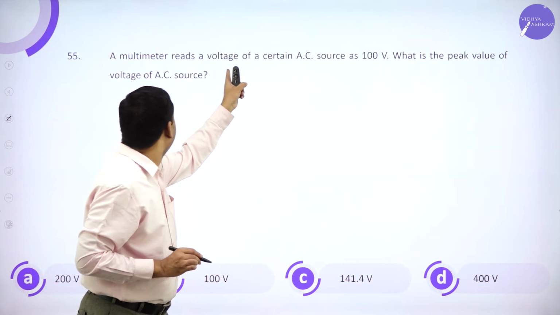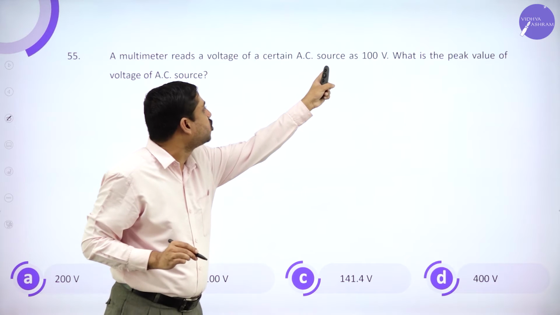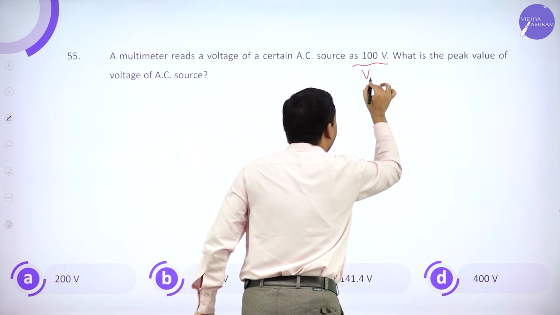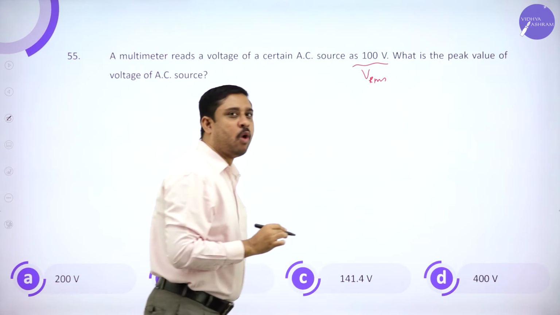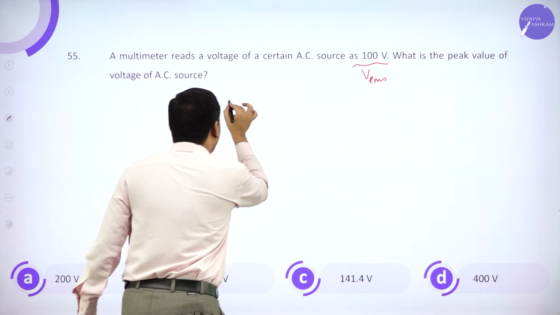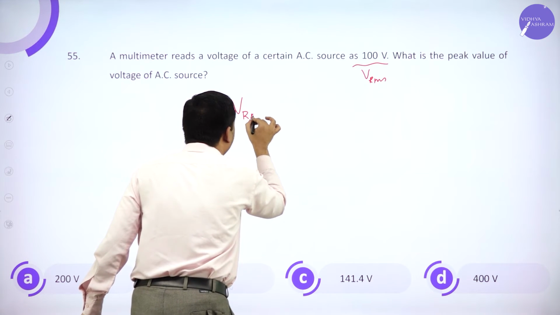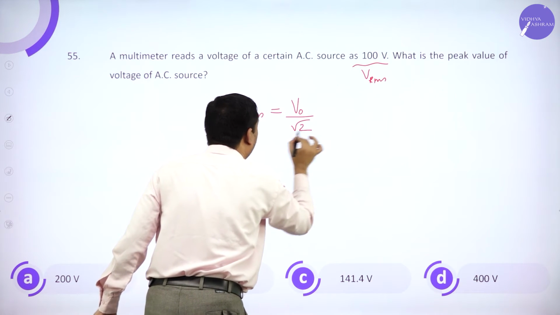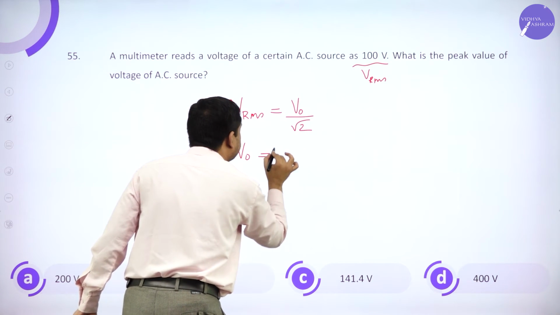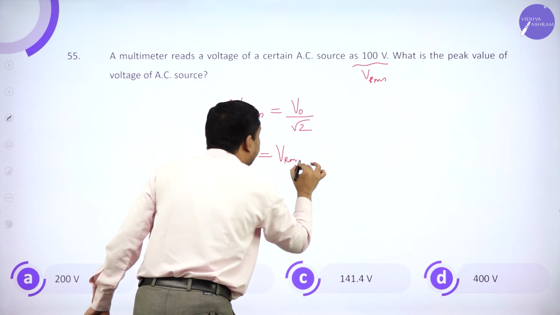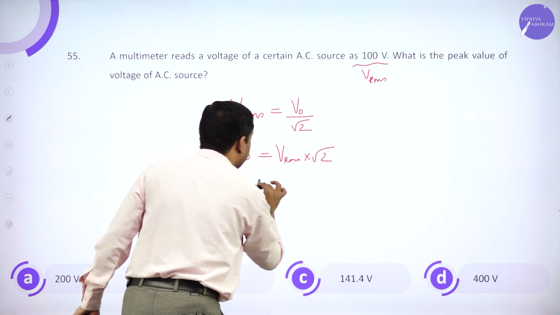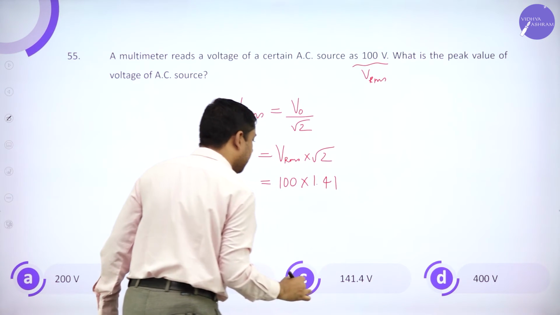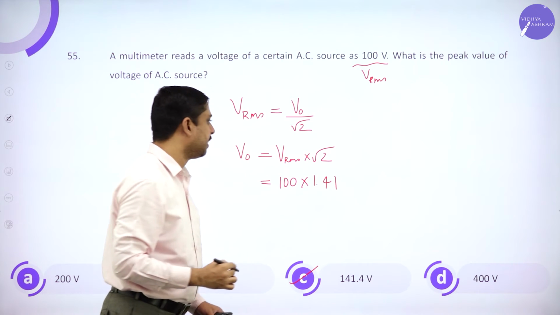Multimeter reads a voltage of certain source as 100 volts. So this is the VRMS value. What is the peak value? So how do you relate RMS and peak value? VRMS is V0 by root 2. Or V0 is VRMS into root 2. So 100 into 1.41. So third option is the answer.